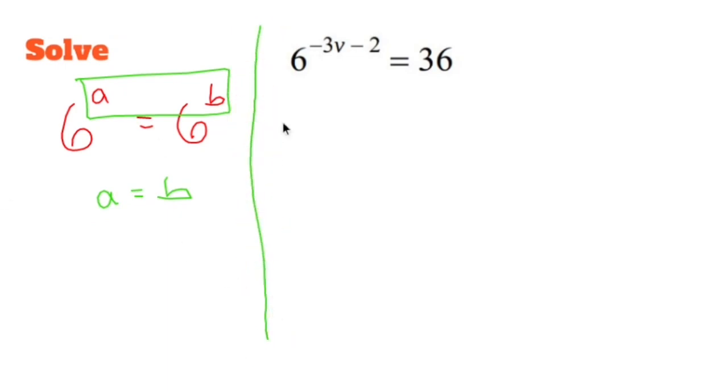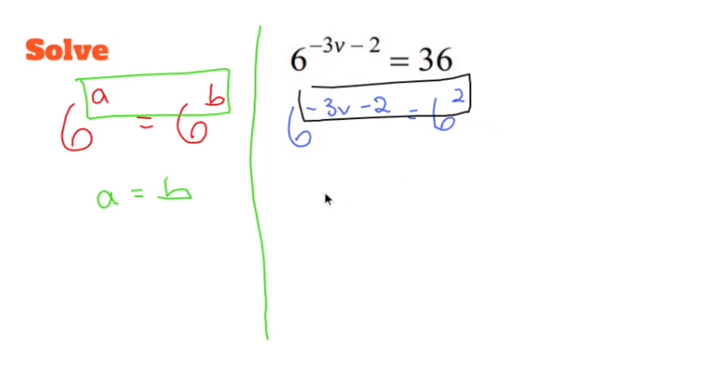Why am I saying that? Well, if I can make 36 6 to the something power, like 6 squared, then I'm in great shape. 36 is 6 squared. This stays 6 to the negative 3v minus 2. And since these 6's are the same, then these two exponents are the same, and I can set them equal to each other. So negative 3v minus 2 equals positive 2.